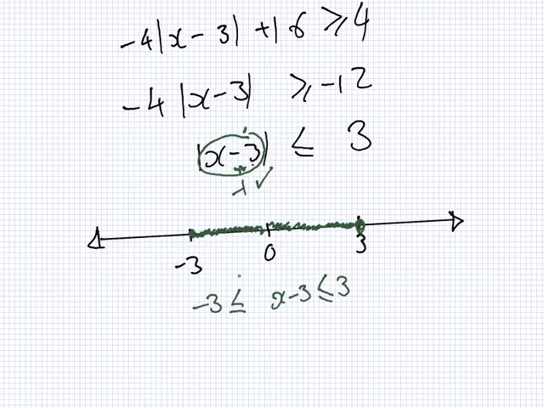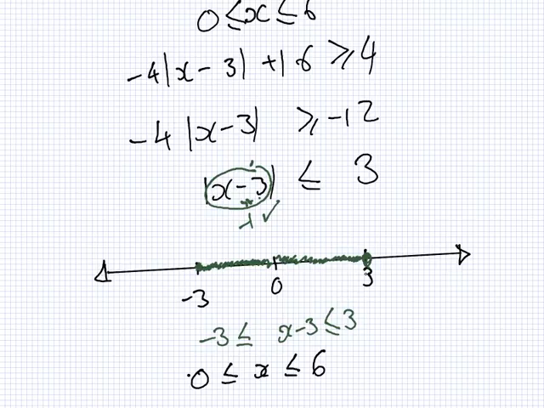But you've seen these in semester 1. If you add 3 to all parts, you'd get 0 less than x less than 6, the same answer as here. So, again, another way to do it. There are many ways to do these questions. It's whichever you prefer. Okay, can you write this one down?